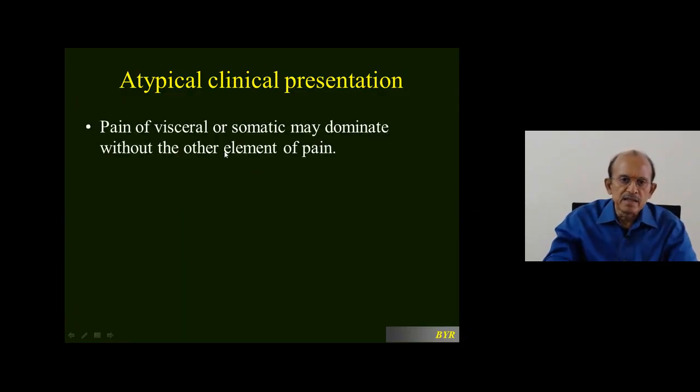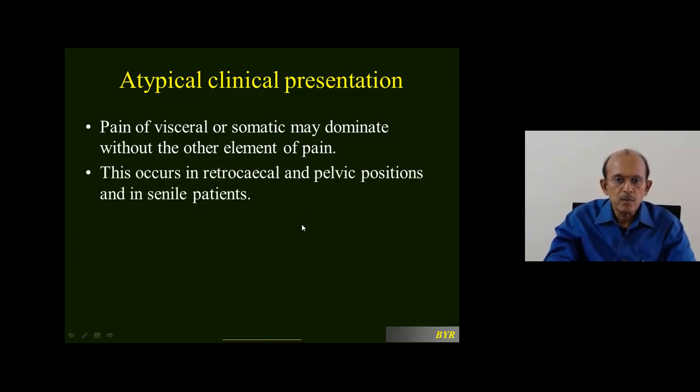Then atypical clinical presentation: pain of visceral or somatic origin may dominate without the other element of pain. The shifting pain is present only in 40 to 60% of individuals. In the remaining patients there is no shifting pain. They have either only umbilical pain or only right iliac fossa pain. This occurs usually in the retrocecal position, because in the retrocecal position the inflammatory exudates do not escape to the anterior abdominal wall. So there is no pain in the right iliac fossa. They have pain in the back.